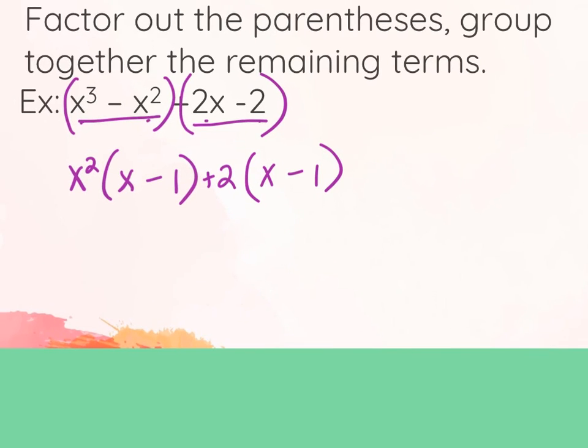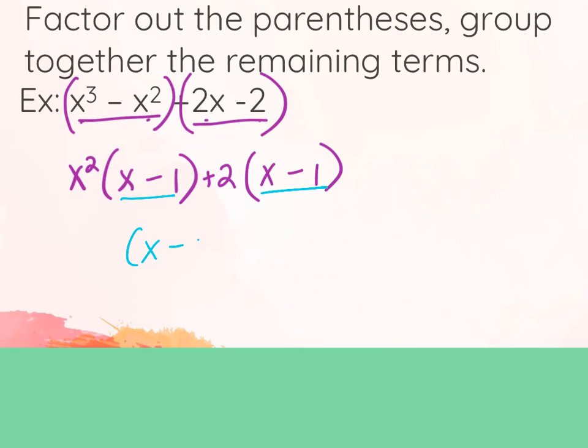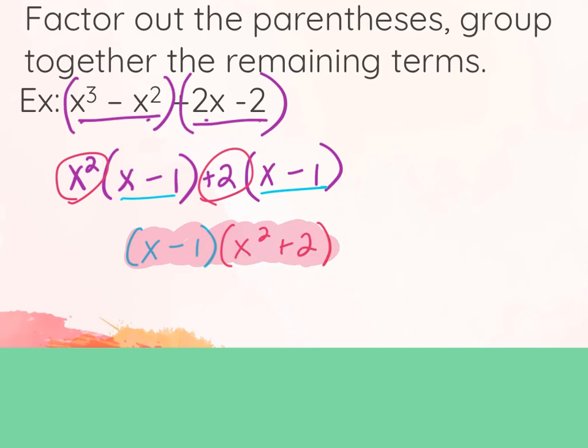So now what happens is my greatest common factor is a binomial. I take that out and I group together what's left. And there's the factored form. So again, this happens with 4 terms.